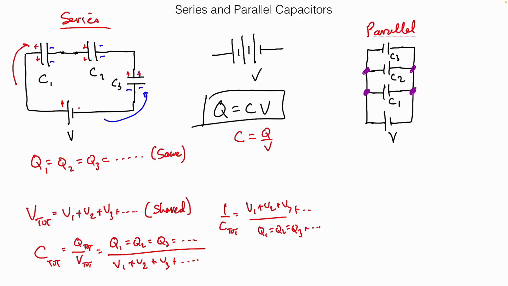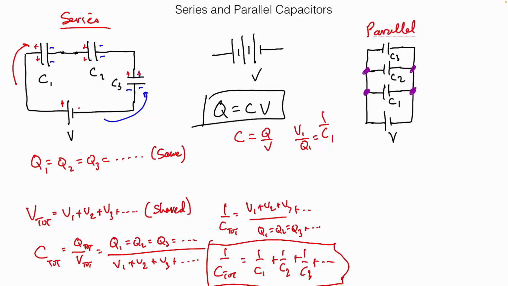But what is V1 over Q1? It would be 1 over C1, wouldn't it? So 1 over C total is equal to 1 over C1 plus 1 over C2 plus 1 over C3 plus dot, dot, dot. I'm sorry, I should have done this one second. Let's ignore that for just a second. Let's go over to parallel. That was my bad. I read my notes wrong.